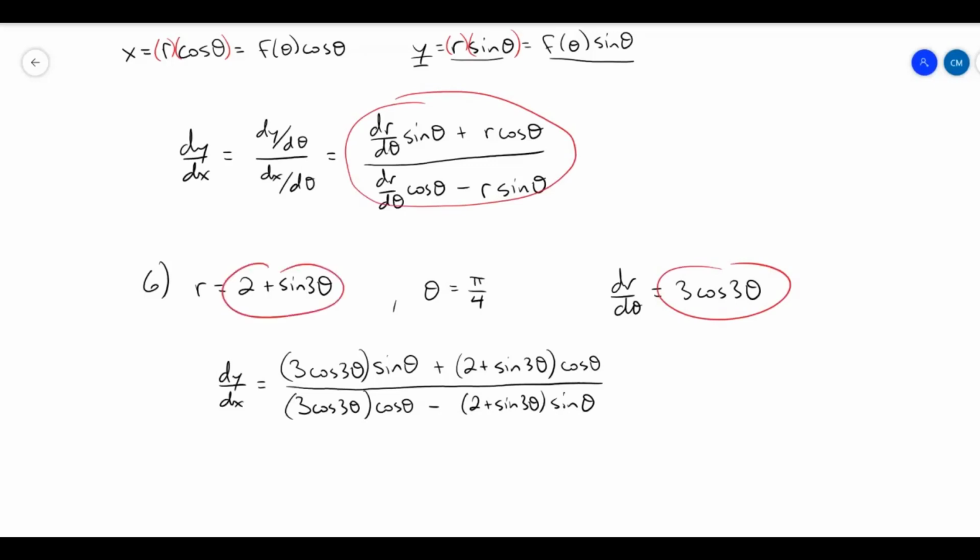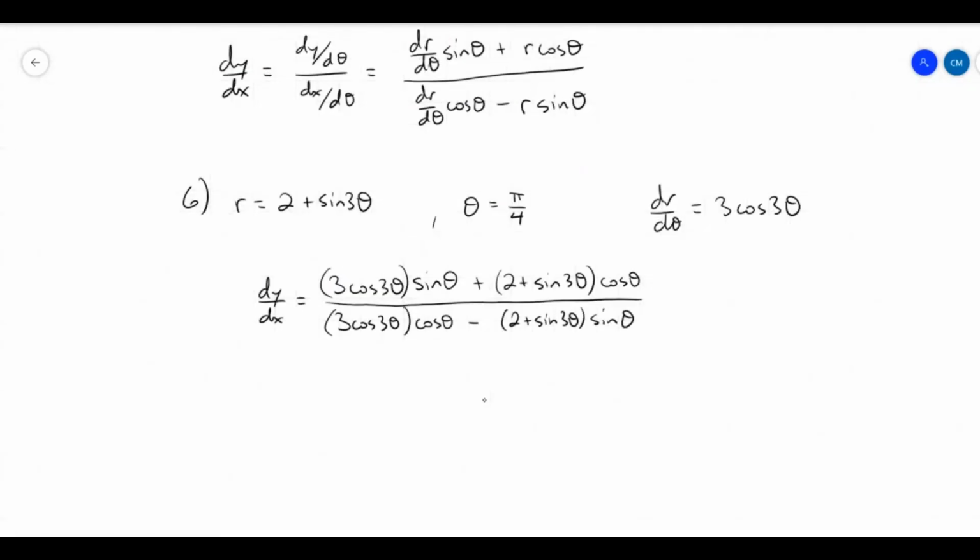That's it. Where dr d theta is that quantity there, and whenever I see an r, I just replace it with that. And so if I want to find the slope of the tangent line at this particular value of theta, unfortunately, what do we have to do? We got to plug the theta into all of that mess. So we'll do that. So what is dy dx when theta is equal to pi over 4?